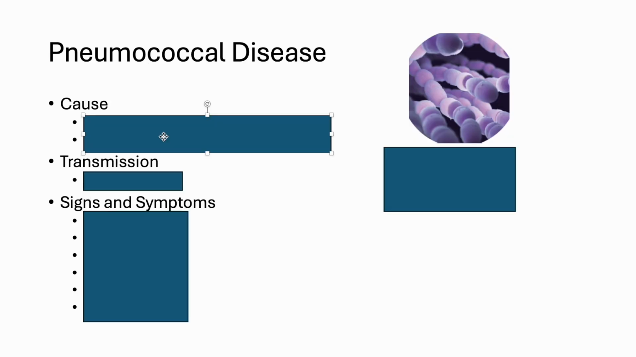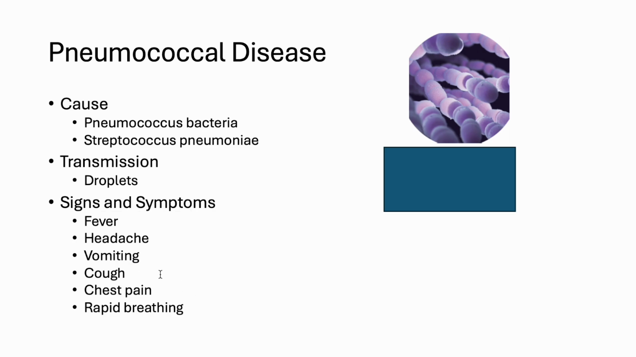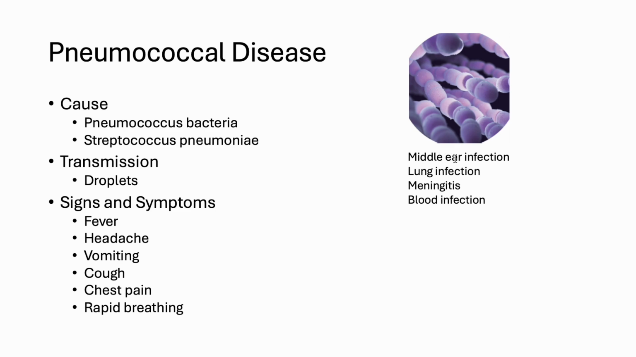So next one will be pneumococcal disease caused by a bacteria called Streptococcus pneumoniae, and same, transmission by droplets. Signs and symptoms will be these, and the more severe signs and symptoms will be vomiting, chest pain, rapid breathing, because it does infection through this. Middle ear infection causes a lot of balance problems. Therefore, the vomiting happens. So a lot of lung infection. Therefore, it got its name as pneumonia bacteria. Meningitis, causing the infection of the brain and spinal cord, and also of the blood.